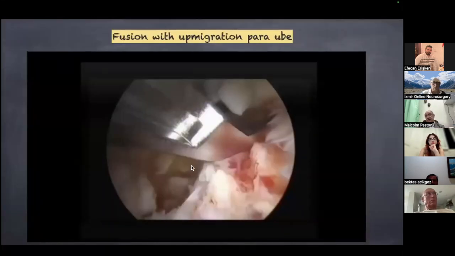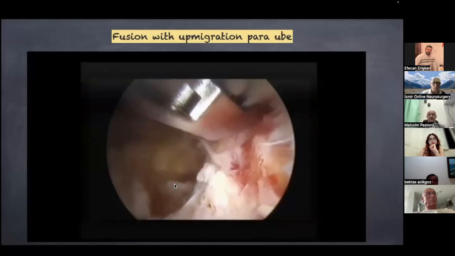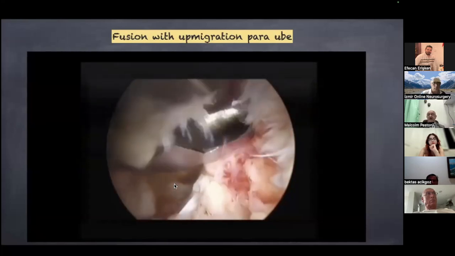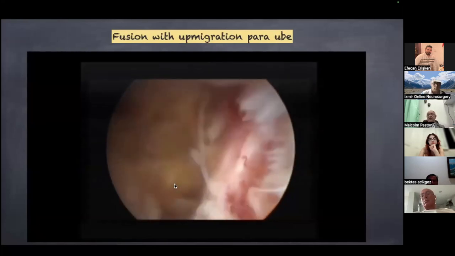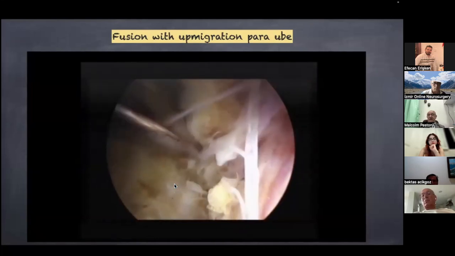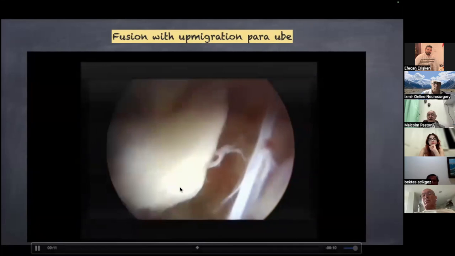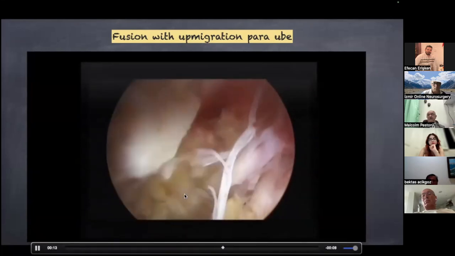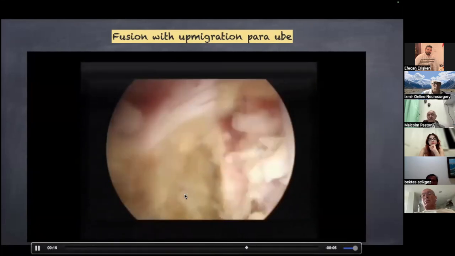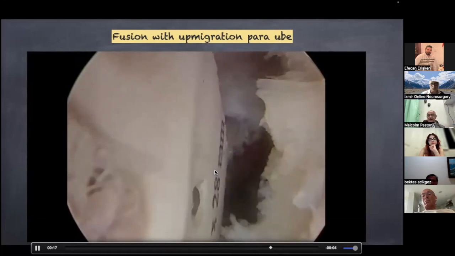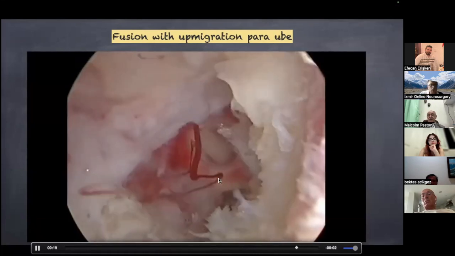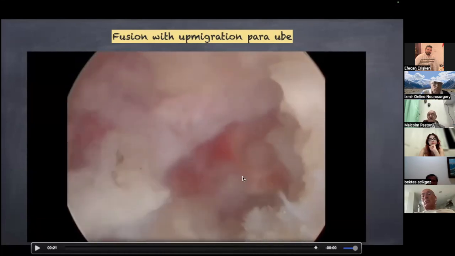Sometimes, and this patient, I want to show this video because I wanted to see the amount of fibrosis of this root, how tight this root is. There is an up migration. So I had to remove all the up-migrated fragments from below the axilla. Then, expanding the surgery, I managed to put in a cage, nicely fusing this patient.